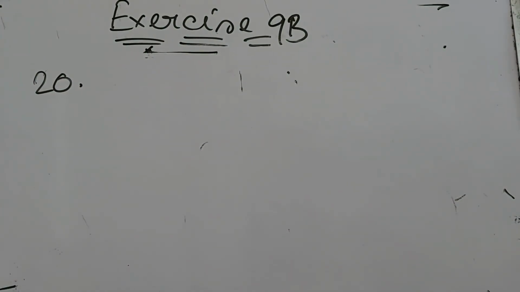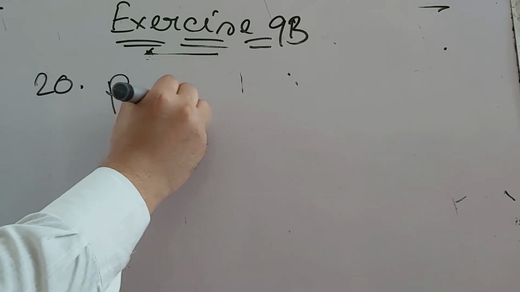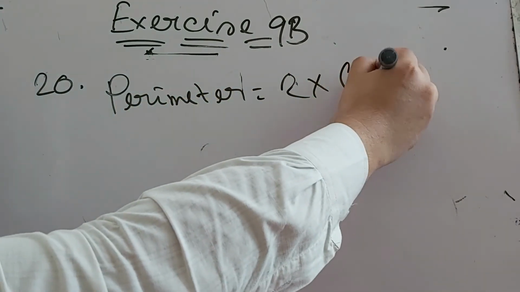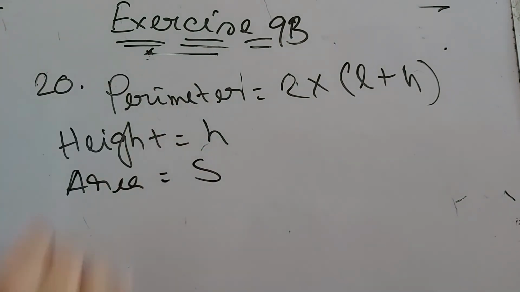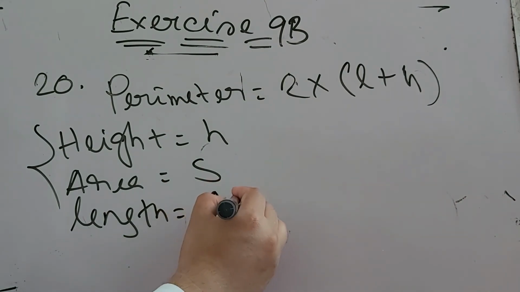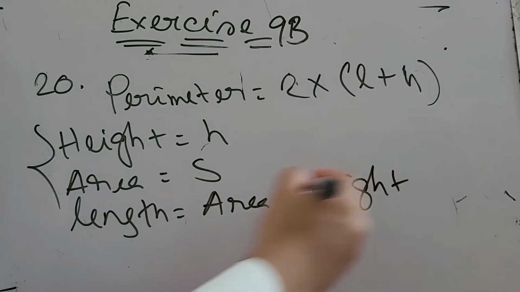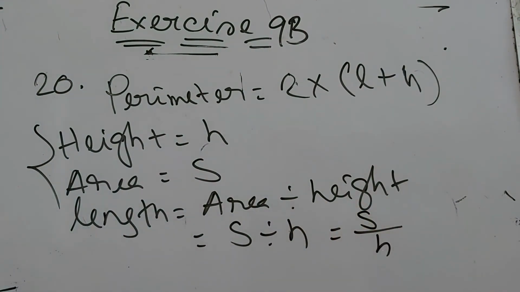Now number 20. Number 20 says find a formula for the perimeter of a room in terms of its height h and the area of the walls s. We already know the formula of the perimeter: 2 into length plus height. Now look at the statement. The question gives you the height, height equals h, and the area of the walls, that is s. So area equals s. From those two pieces of information, we can find the length. Length equals area divided by height. Here area is s and height is h, so s divided by h.